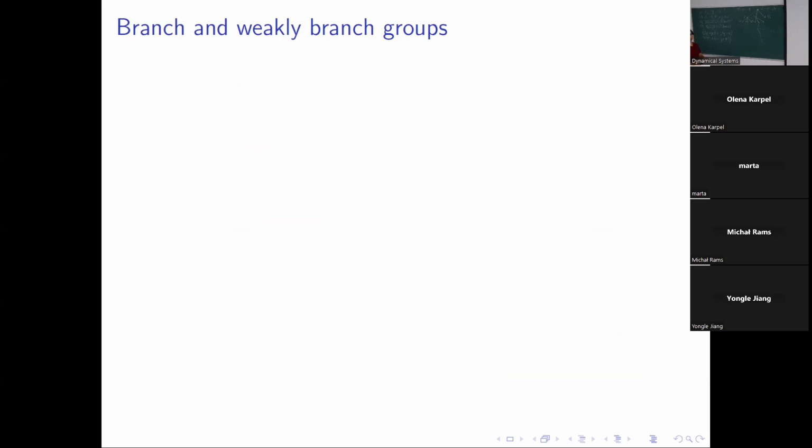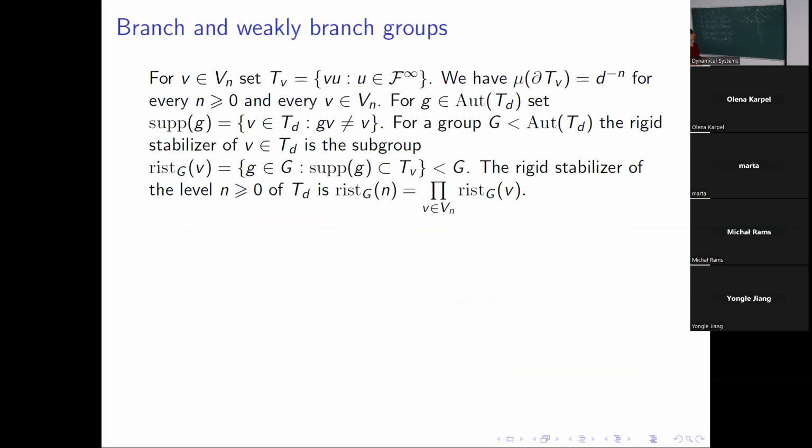Now we are interested in particular groups of automorphisms called branch and weakly branch groups. So let me explain what these groups are. Given a vertex v of our tree, we define T_v as all infinite paths passing through v, or equivalently all words of the form vu. So here we have various infinite paths, and they form a subtree T_v. The measure of this part of the boundary is naturally d to the power minus n, where n is the level of the vertex.